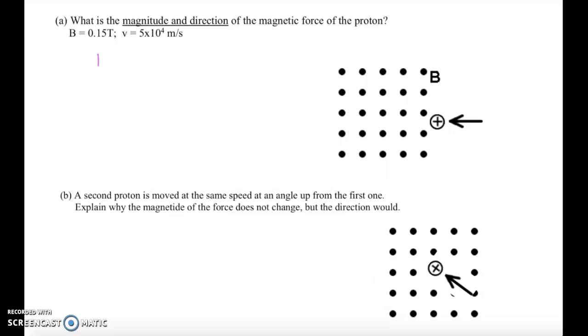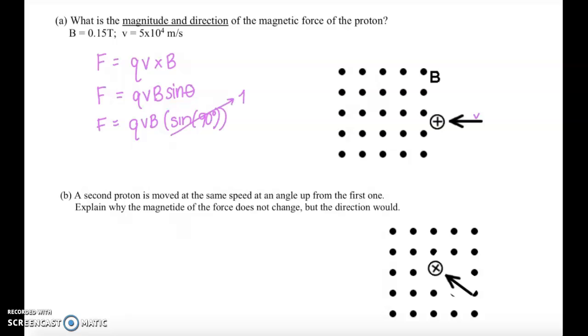I'm going to use my equation that force is QV cross B. We're taking that cross product, becomes QVB sine theta. Let's take a look. This theta represents the angle between the velocity and the magnetic field. So if the velocity is to the left and the magnetic field is out of the page, this theta is actually just 90 degrees. And the sine of 90 degrees simplifies to just 1. So really I'm just looking at QVB in order to find force.